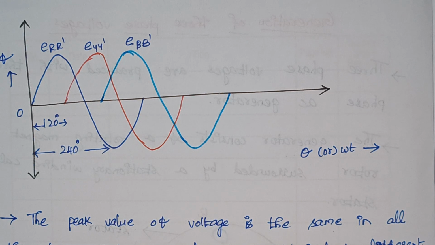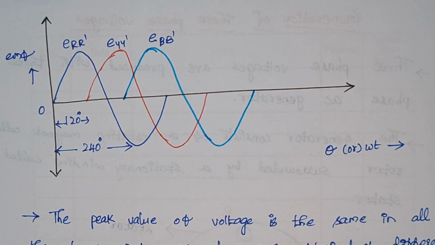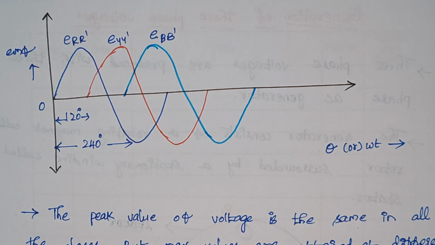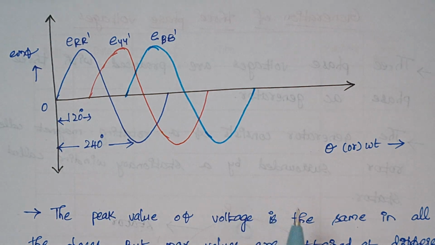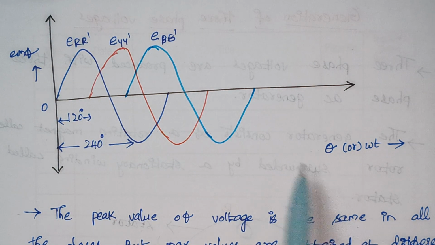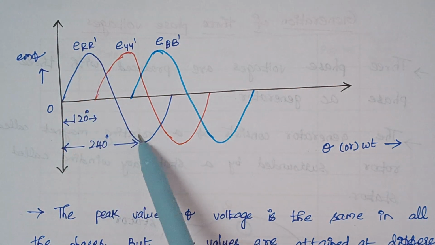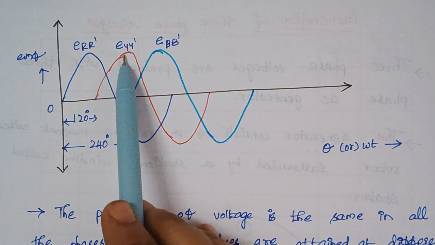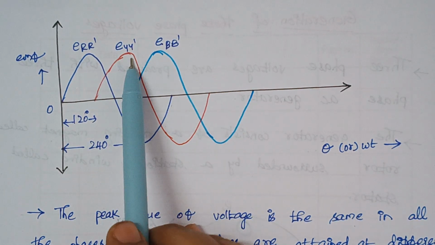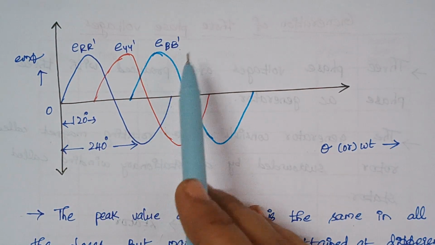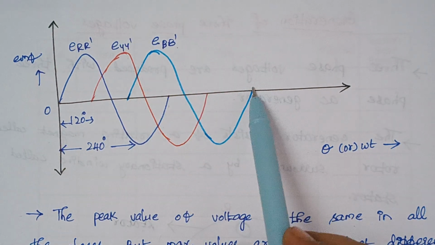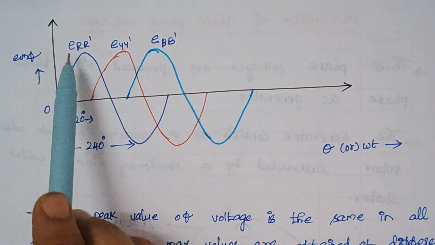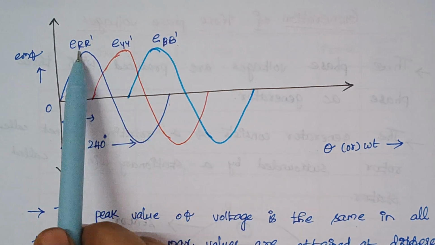So here these are all the output waveforms, right? When you look at these output waveforms, this is the output voltage of the coil R dash, this is the output voltage of the coil Y dash, and this is the voltage induced in the coil B dash, right? They all have the same magnitude.